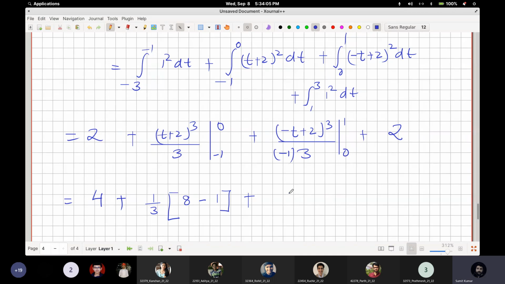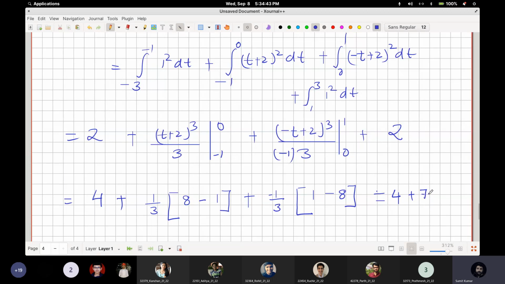1, so let me take minus 1 by 3 common here. And what will you be getting when you put 1 here? So 1. And when you put 0, what will you be getting? Minus 8. Right? Minus of 8, isn't it? So minus minus plus. So this is going to be again minus 7. So I will be doing that in this place here. So 4 plus 8 by 3, and this is 7 by 3.